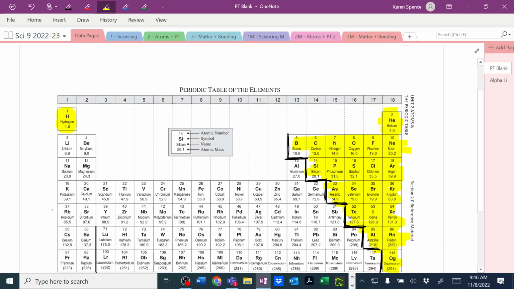Now, when I say exclusively nonmetals, I'm lying a little bit. Metalloids also can form molecules. Okay, so maybe we should add that in to where we were. Okay, so that is over here.